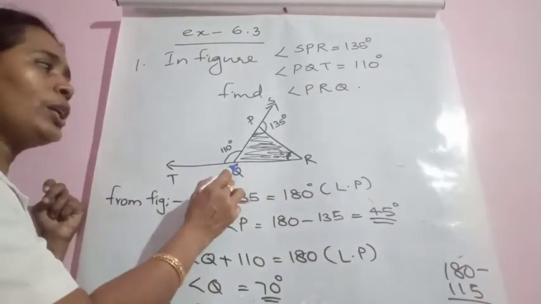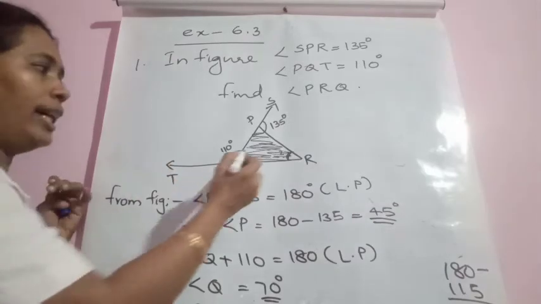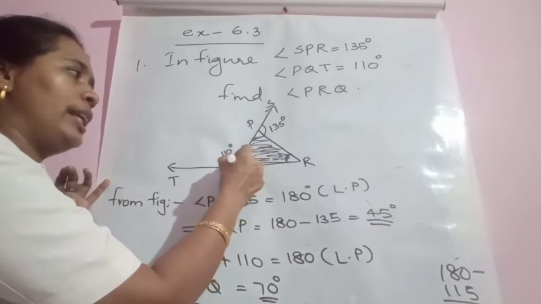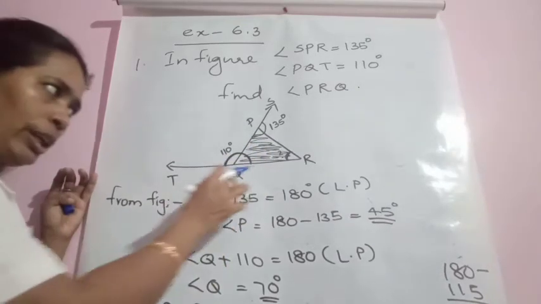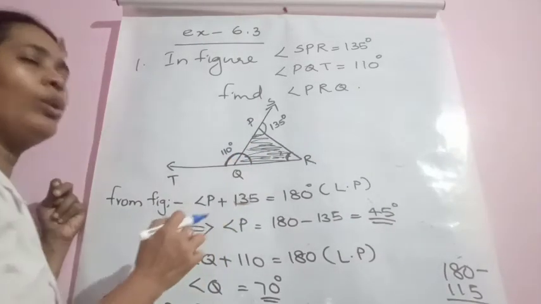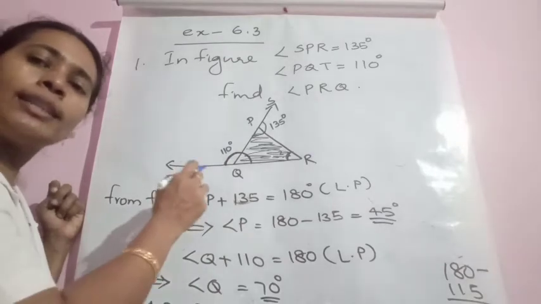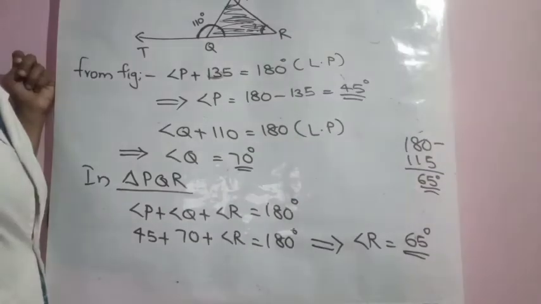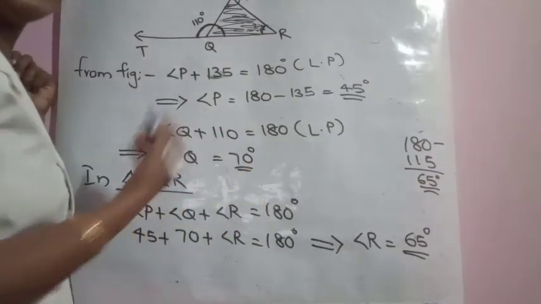Similarly, angle Q and its exterior angle together form a linear pair. See? So, in order to find angle Q, what can we do? Subtract 110 from 180 degree. So, 180 minus 110, which is equal to 70 degree.